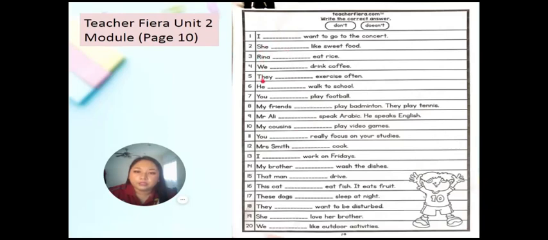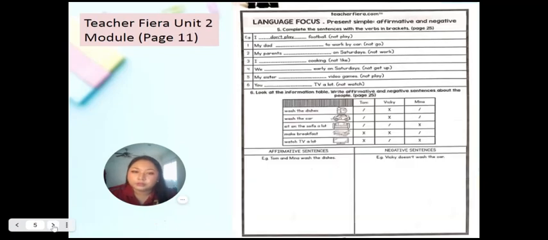Okay, let's see one example. Okay, my friends. Okay, my friends are more than one. So we consider it as plural. So plural we use don't. Okay. And these dogs. These dogs are plural. So we use don't. Okay, try to complete this. And then next one is, okay, page 11.